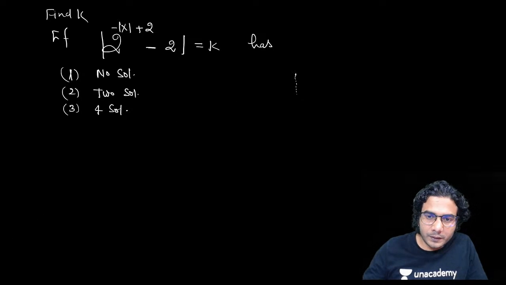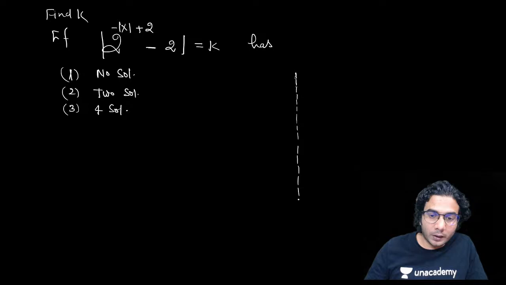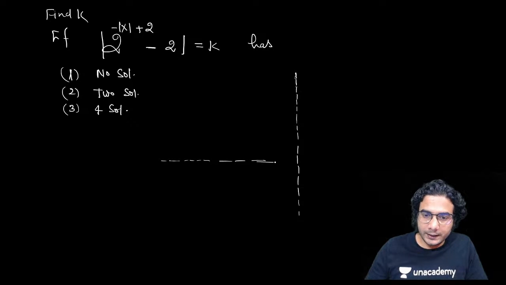So we are finding the number of solutions of this equation. I mean, we need to find the values of k when this given equation has 2 solutions, no solutions, or 4 solutions. Okay. So let's see how to do it. So first we will plot the graph of.